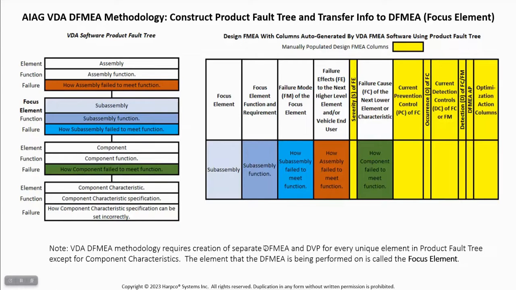So the bottom line is, the FMEA methodology requires the creation of separate DFMEA and DVP for every unique element. And these are called elements. The assembly is called an element. Sub-assembly is called an element. Components are called an element. Okay, so we do FMEAs on these.